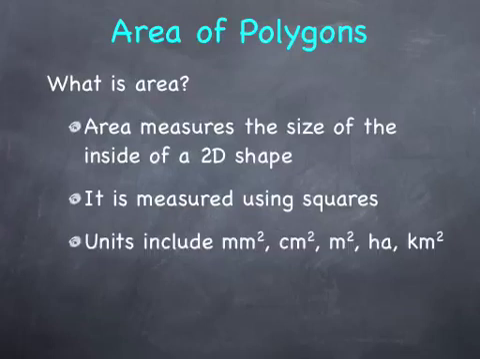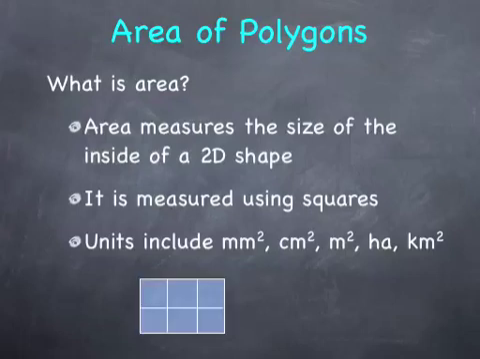And the units that we use include square millimeters, square centimeters, square meters, hectares, and square kilometers. Okay, in the metric system, that's what we use. There's a picture there of a rectangle with an area. Work out the area in your head, and it's 6 square centimeters, assuming that it's centimeters. So 6 squares there, 2 centimeters there, and 3 centimeters. So 2 lots of 3, 6 square centimeters.